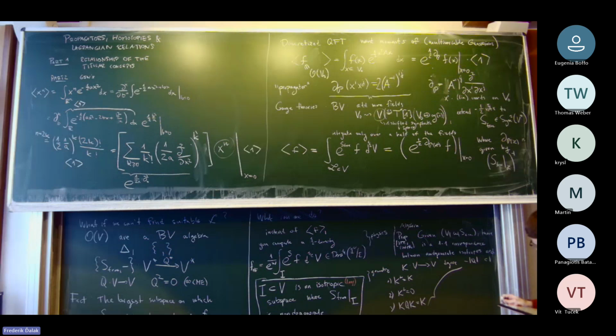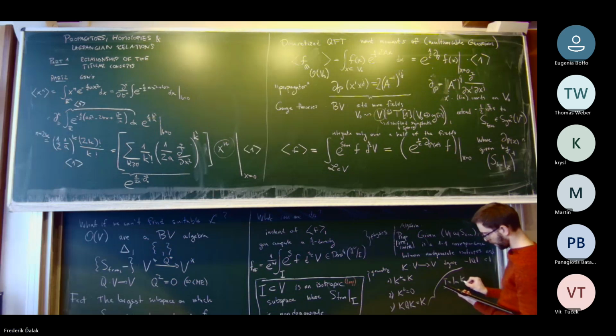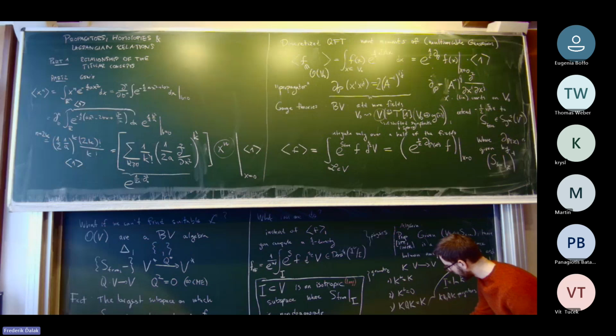This bijection is explicit. The isotropic subspace will be the image of K. You get that KQ and QK are projectors. You can actually write down V as image of QK plus image of KQ plus image of 1 minus KQ minus QK.